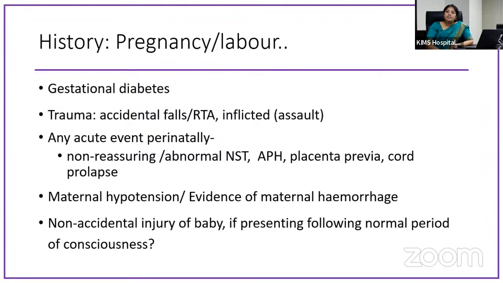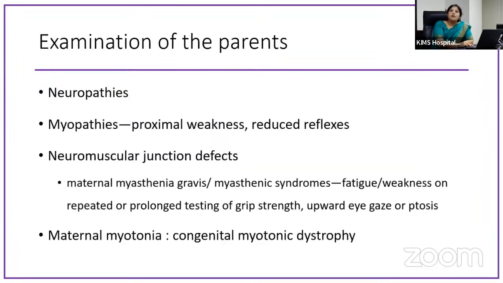Then again, perinatally, we usually ask all these details. Any non-reassuring or abnormal NST, any hemorrhage, placenta previa, or cord prolapse history should be noted, because these can result in acute ischemia of the baby and can result in HIE. Maternal hypotension or evidence of maternal hemorrhage can again result in an acute ischemic event for the baby. Any non-accidental injury of the baby should be suspected if the baby is presenting following a period of normal consciousness after birth.